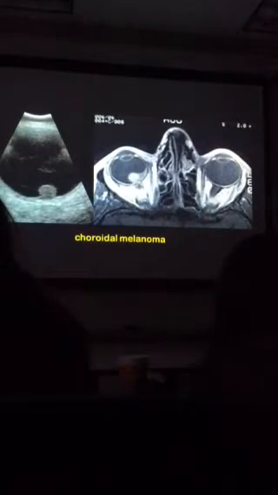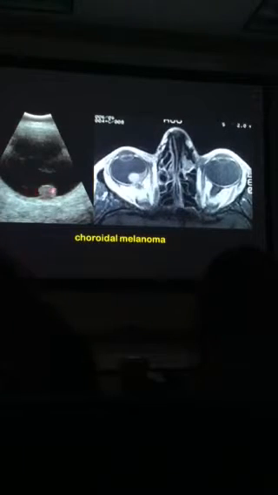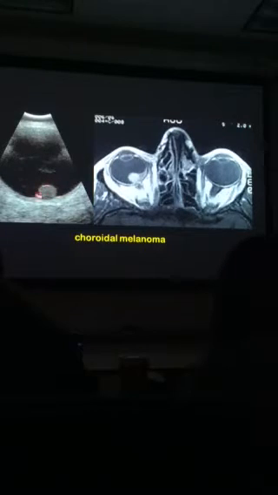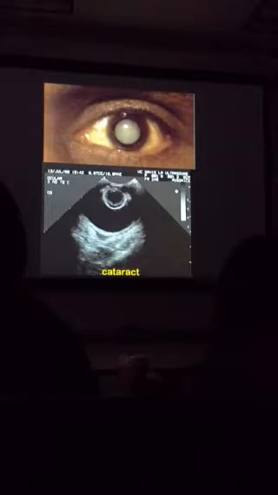You can get a melanoma on the retina. This is a melanoma that's sitting on the choroid. The choroid is the back part of the retina. And again, seen nicely with ultrasound, and then they had an MRI, and here's the melanoma sitting back there.